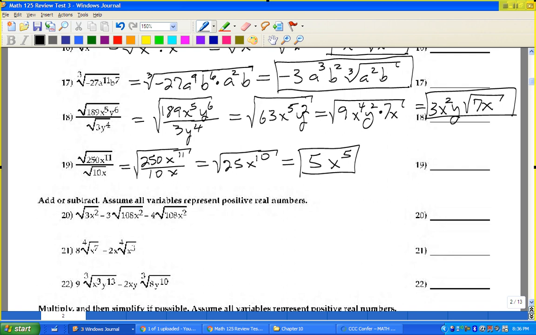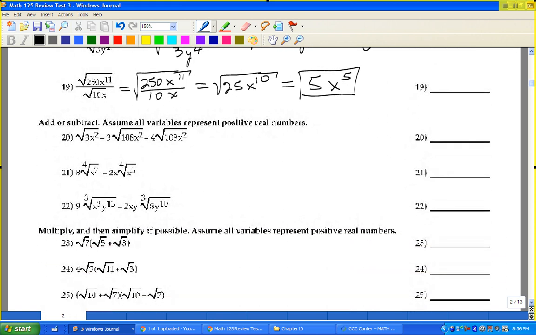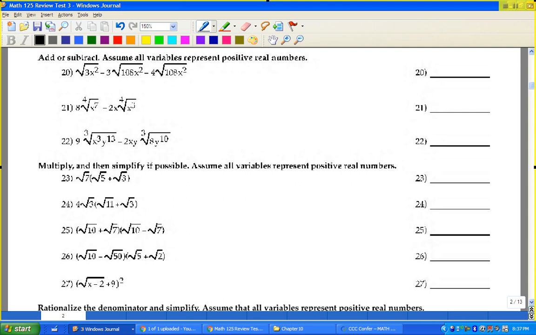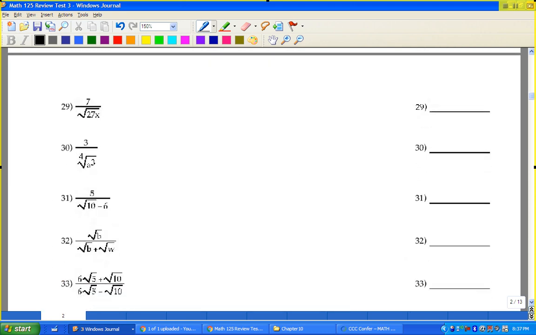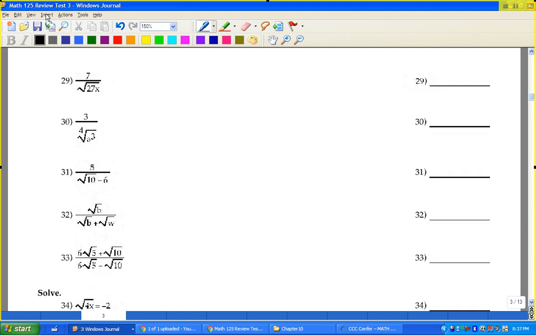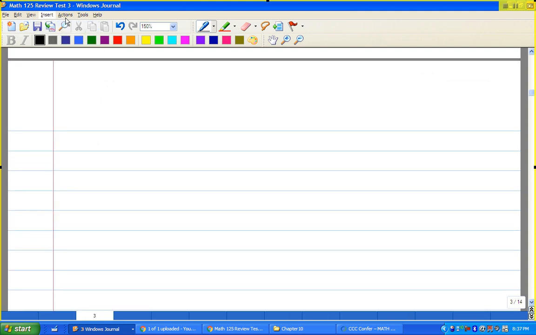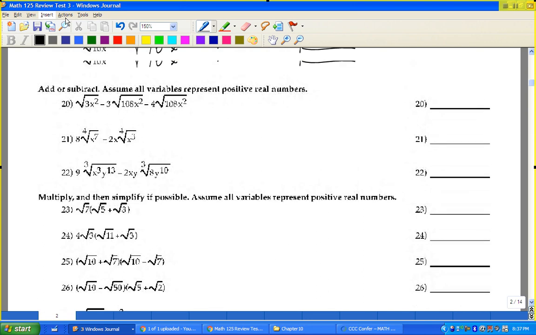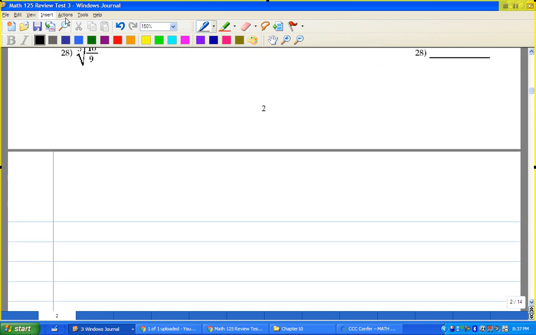Let me do problem number 20. Add and subtract, assume all variables represent positive real numbers. And so this is equal to, I think I need more space. Okay, so let's add a page. Okay, so I have here problem 20.